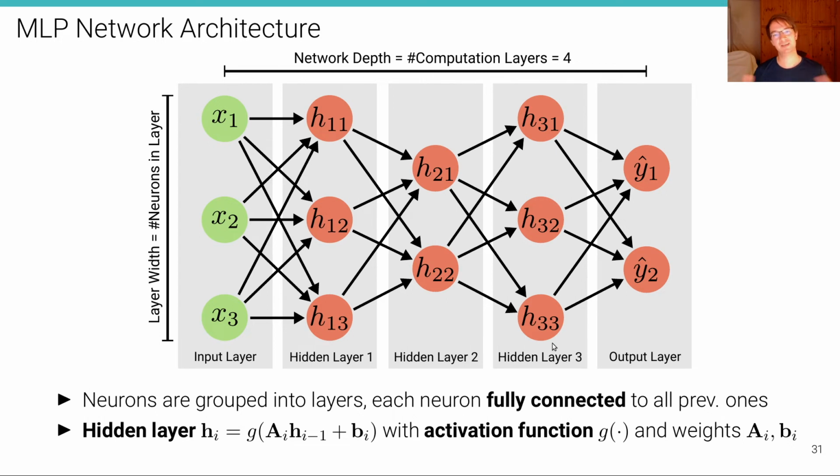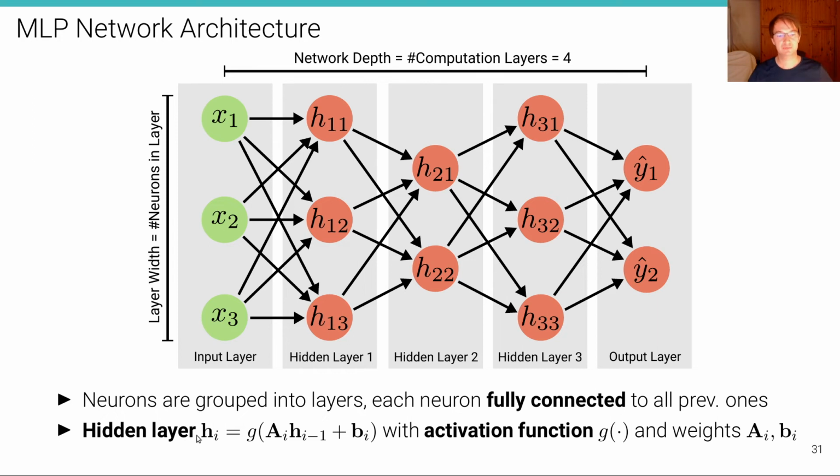And so this network depth and the network width are central characteristics and design parameters of multi-layer perceptrons, because we can choose them freely depending on the application that we're considering. If we have very little data and a simple classification problem, we of course use fewer parameters, smaller networks, in order to not overfit, etc. So neurons are grouped into layers. Each neuron is fully connected to all previous ones.